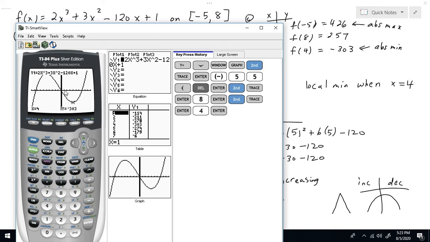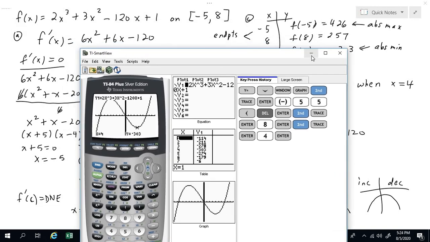And then the minimum appears to be right here, which corresponds to x equals 4. That's the smallest y value that this function takes on. If you go from -5 to 8, that's the smallest y value right there. So that does appear to be the absolute min. So you may want to double check on the graph and just make sure it makes sense.